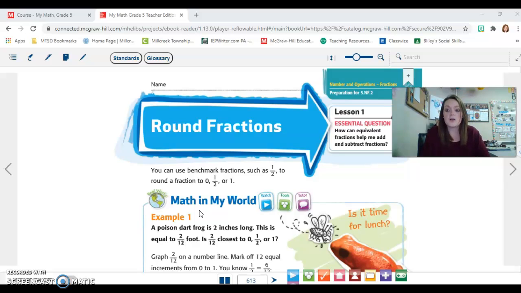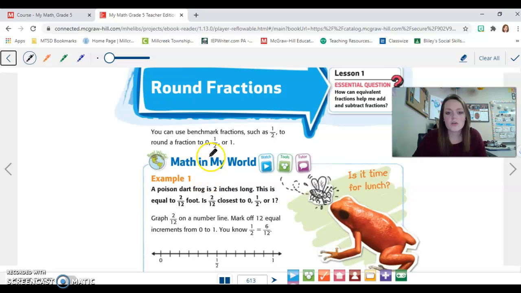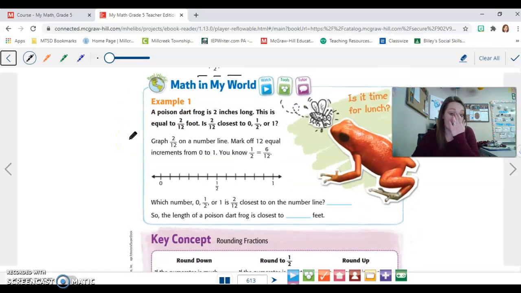So today on Friday, you took your chapter 8 test, and we are starting chapter 9 today with lesson 1. And we are on page 613, and we are learning about rounding fractions. So let's look at this and get started. It says you can use benchmark fractions such as 1/2 to round a fraction to 0, 1/2, or 1. So today we're going to be rounding fractions to 0, 1/2, or 1. And we're going to use a number line to start us out so that we can visually see what it is closer to, 0, 1/2, or 1 whole.